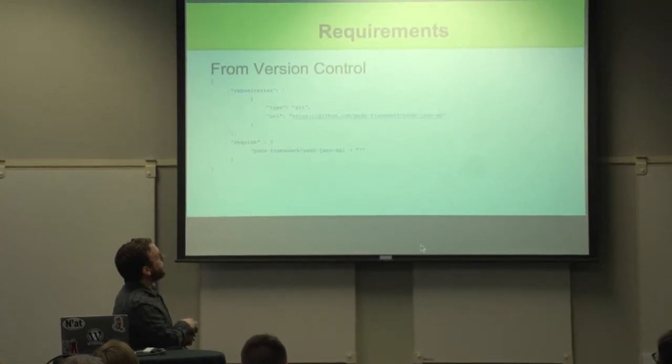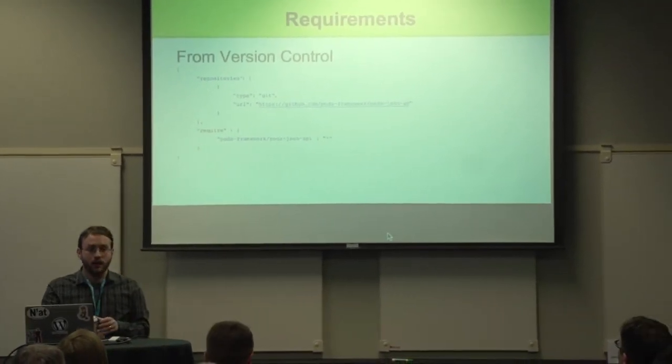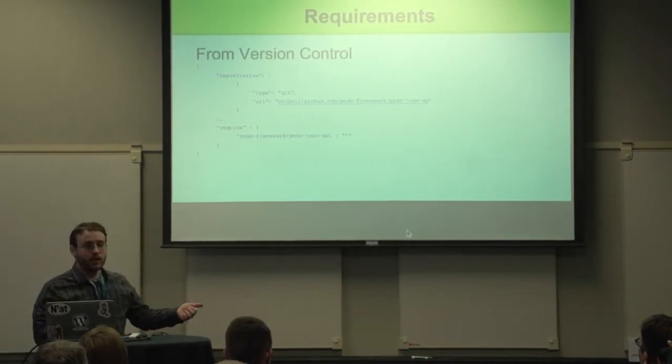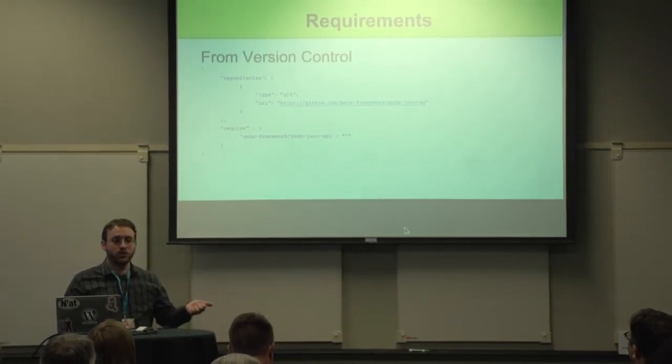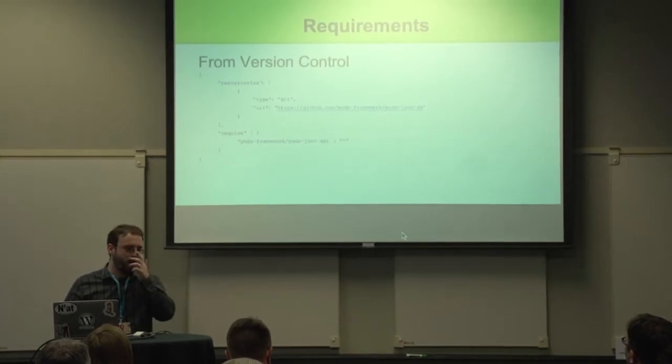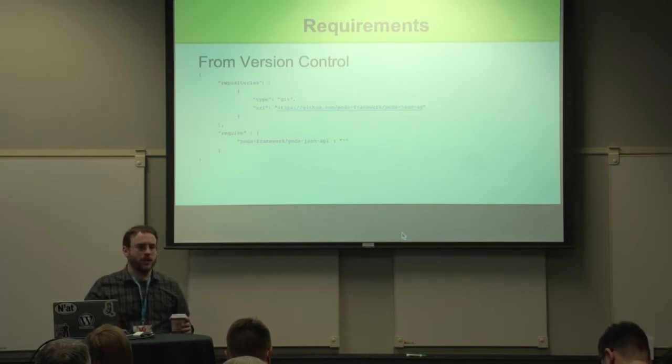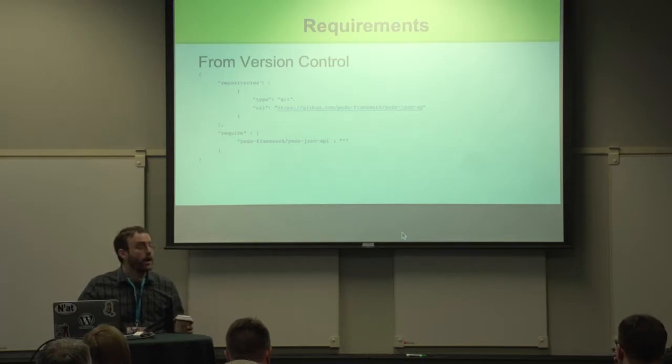So, what if you have a plugin that's on GitHub but hasn't been released? In this case, this is the Pods JSON API plugin. It's still in beta. We haven't pushed it out yet. We need to rewrite it now that the core REST API has gone to 1.2. And if you want to use it in a plugin, you have to make it known to your composer.json because it's not on WP Packages.